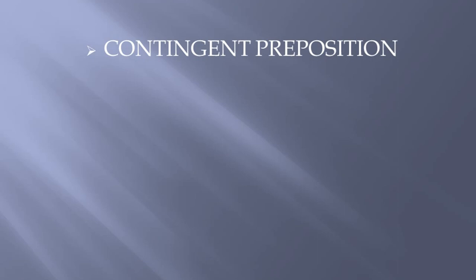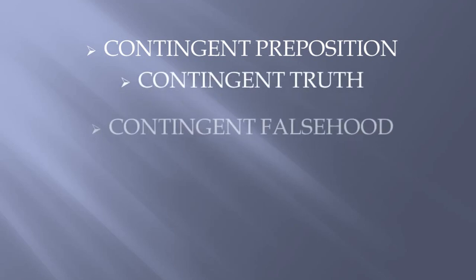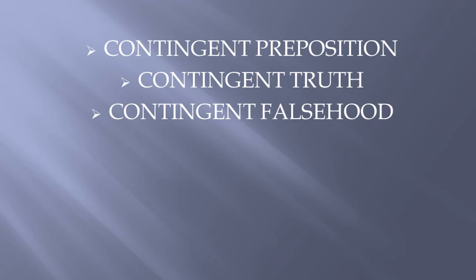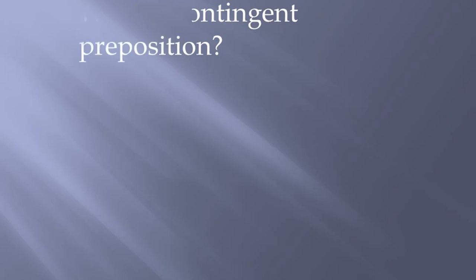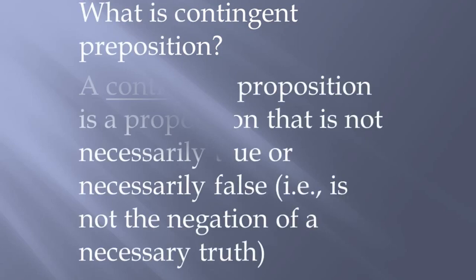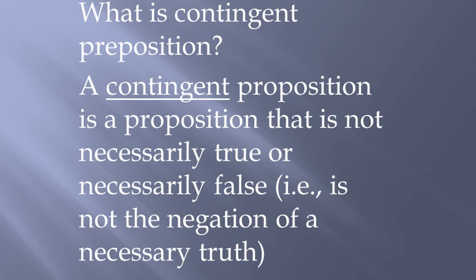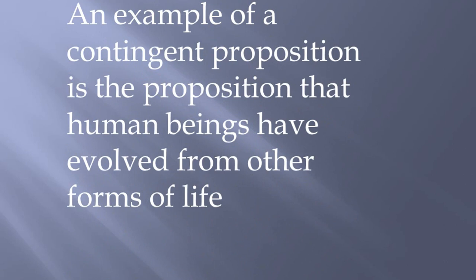At this level, we are going to look at what makes a statement contingent. So we are going to look at contingent proposition, contingent truth, and contingent falsehood. What is a contingent proposition? A contingent proposition is a proposition that is not necessarily true or necessarily false. That is, it's not the negation of necessary truth. An example of a contingent proposition is the proposition that human beings have evolved from other forms of life.